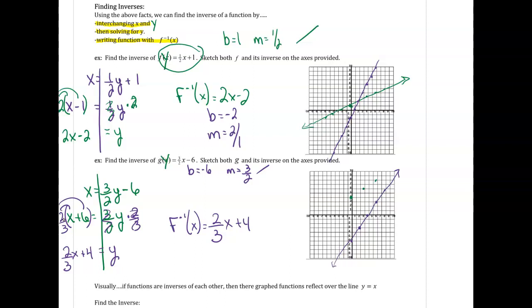Let's see. 1, 2, 3, maybe about there. Something like this. Again, these are not great lines. All right. So that is how you find an inverse.